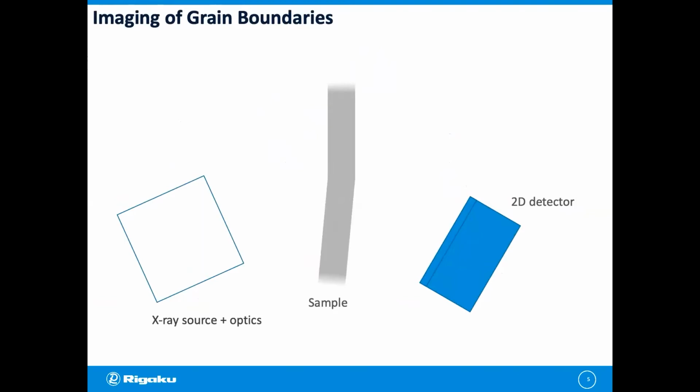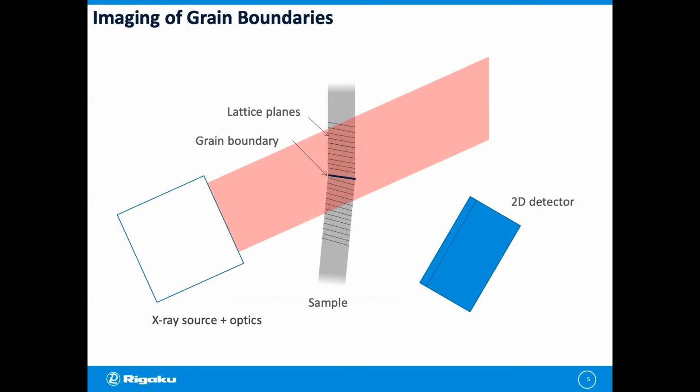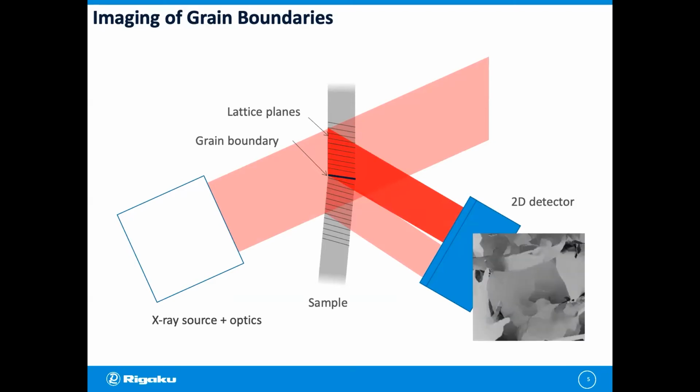This is one example of X-ray topography. If the sample has grain boundaries, we can obtain the information of the grain boundary image. There are lattice planes and grain boundaries. X-rays are emitted from the X-ray source and optics. The diffracted beams are obtained at the 2D detector, and we can see the 2D image. From these results, we can understand that each grain has a different size and crystal orientation.